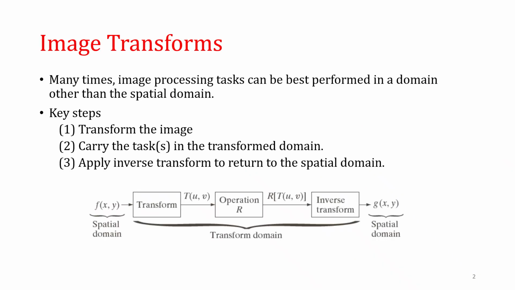In this topic of discussion, we are going to see about image transforms. Many times, image processing tasks can be best performed in a domain other than the spatial domain. So here, first we want to know about the spatial domain and the transformed domain. First, the pixels which we are able to process directly is called the spatial domain.